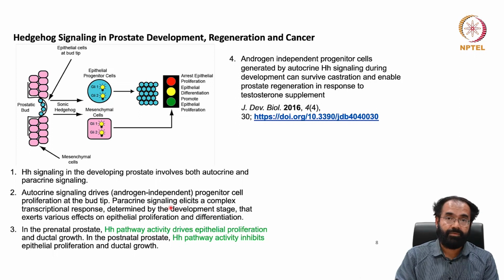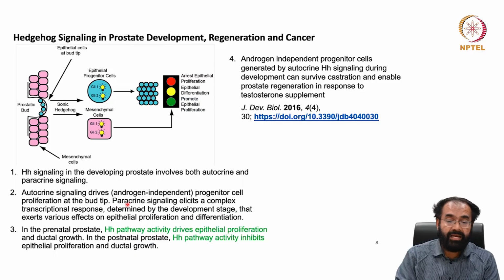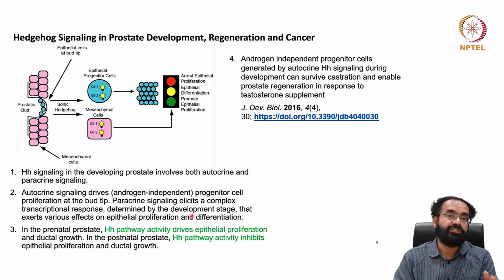So autocrine signaling, which is androgen independent, is progenitor cell proliferation at the bud tip of the prostate gland. And paracrine signaling elicits a complex transcriptional response determined by the developmental stage you are in, which exerts various effects on epithelial proliferation and differentiation. Paracrine signaling can act a little bit away, whereas autocrine signaling is right on the spot, in the same cell where it is being produced.